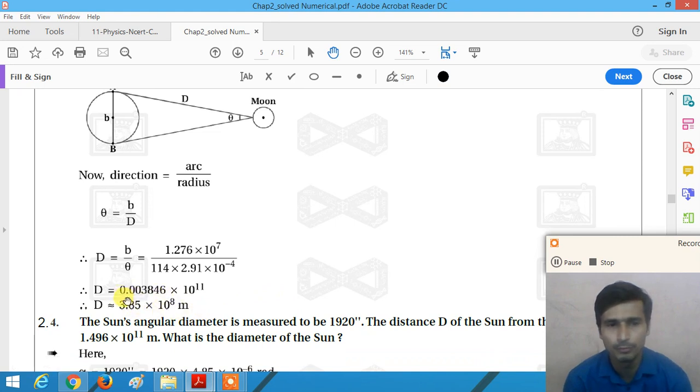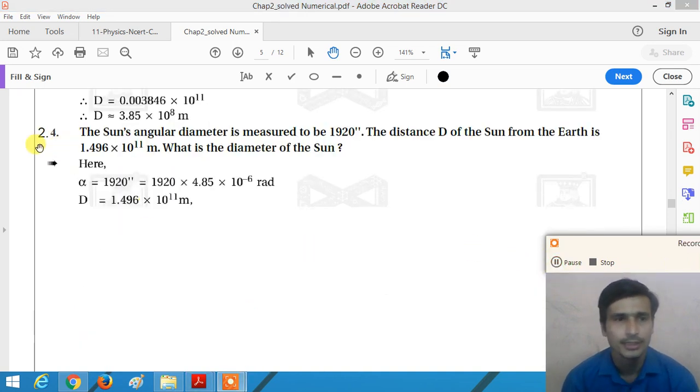So if you move the decimal point from here to here, after the 3, we decrease this power by 3. Here the decimal point is moved to the right-hand side, 1, 2 and 3 digit places, right? We reduce the power by 3, and we get the answer. The distance from the moon to the earth is 3.85 into 10 raised to 8 meter.